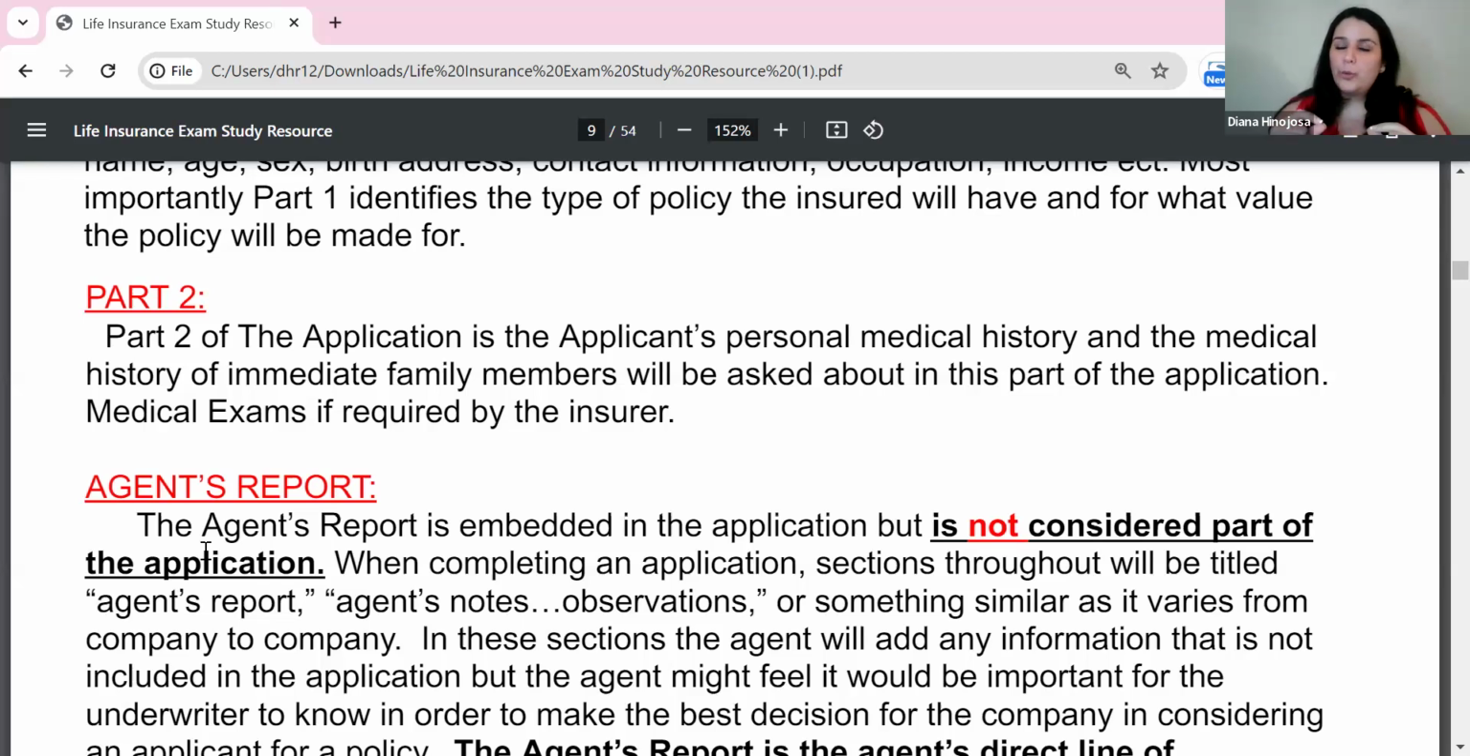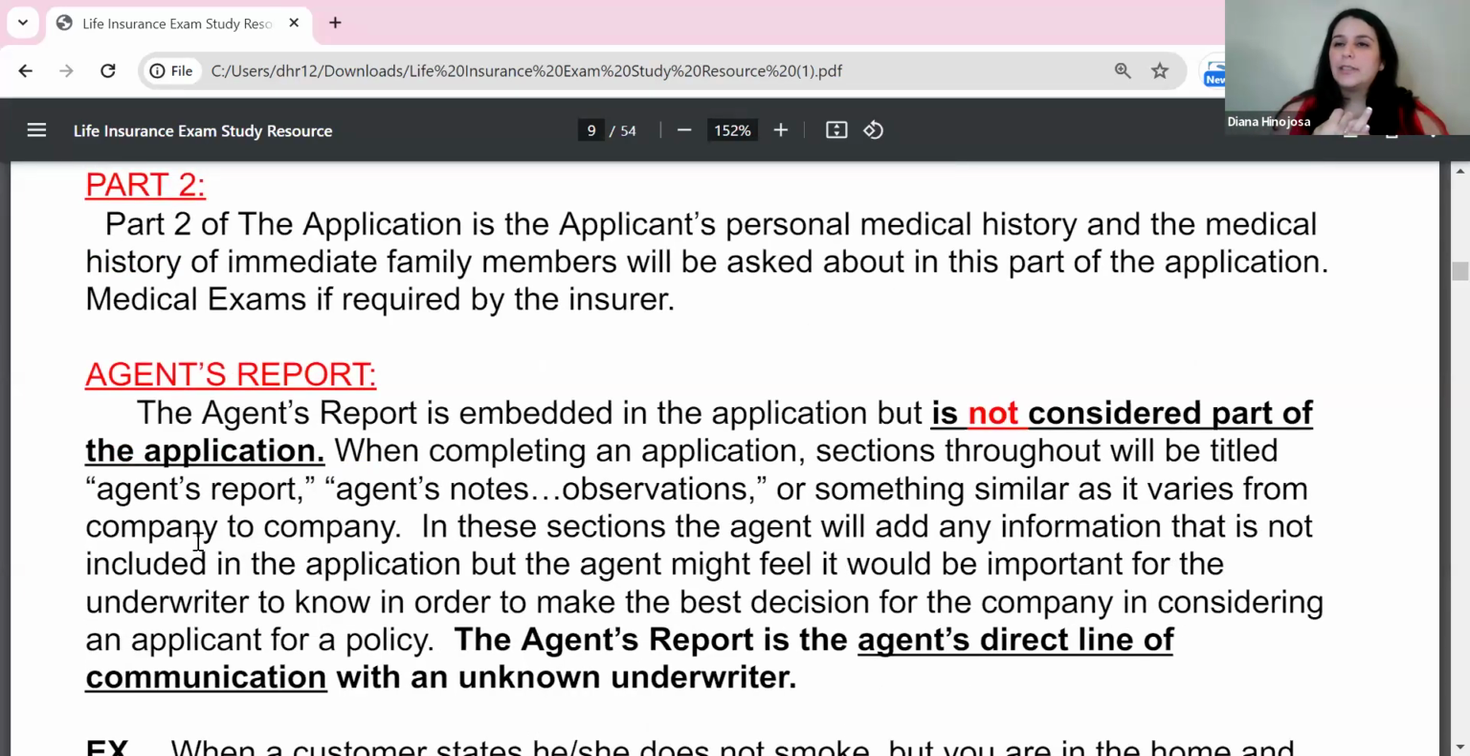But throughout, there will be little blocks that will usually be grayed out or a different color that'll say something along the lines of agent report, agent's thoughts, agent's observations, agent's considerations. They're going to say something like that. It's different per company, but that whole section, regardless of what it's titled on the given application you may be looking at, is called the agent report. It's not part of the actual and physical application, but we are encouraged to fill that out.